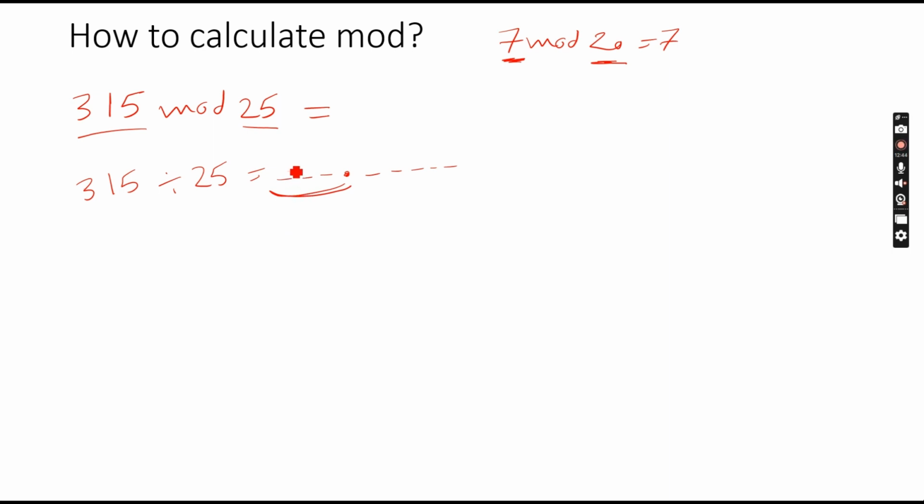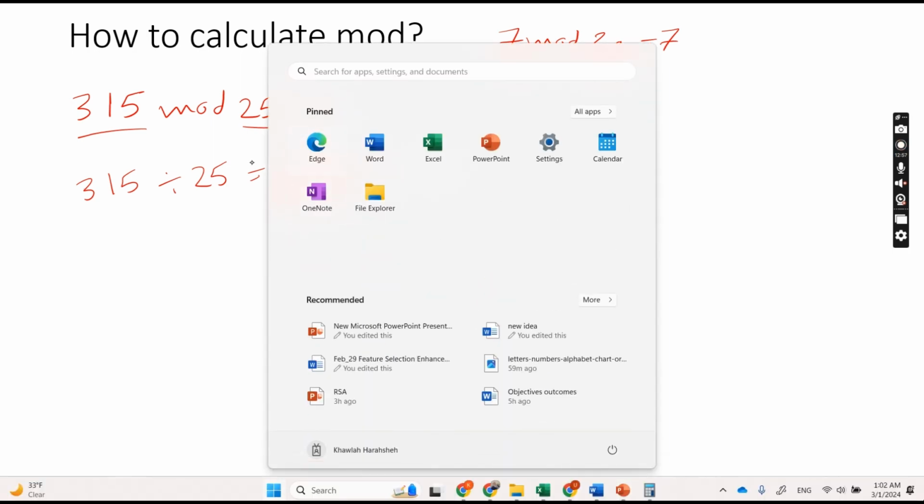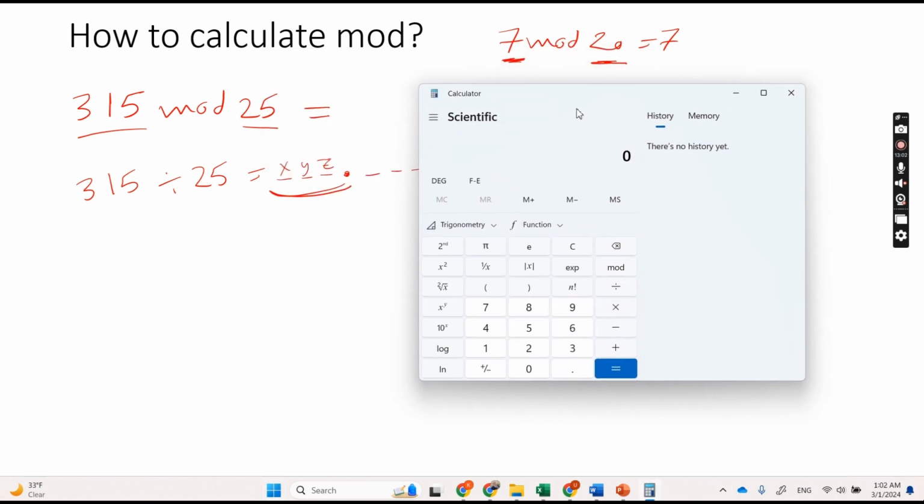Okay, so for example, the answer was x, y, z, which are numbers, dot something. So those x, y, z should be subtracted. So let's see. Again, go to the calculator. Let's calculate this one: 315 mod 25. First you should divide by 25. The answer is 12.6. Again, anything before the decimal point should be subtracted. So minus 12, it's 0.6.